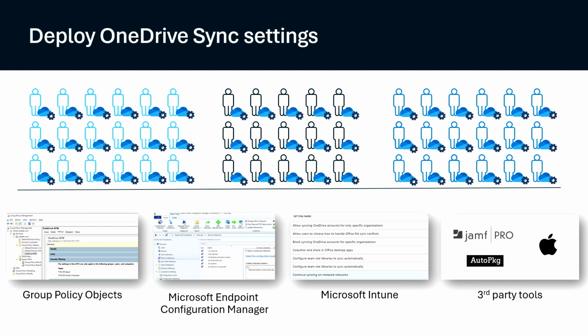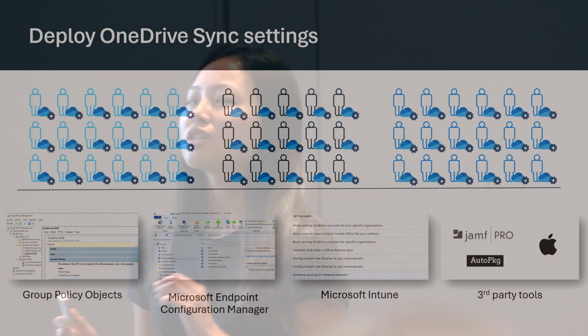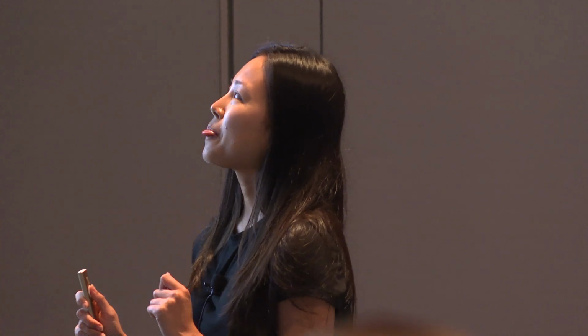After that, you are going to want to configure your OneDrive Sync settings. So you can use group policy objects, Microsoft Endpoint Configuration Manager, Intune, or third-party tools like Jamf for Mac, for example. And this is where you can really make the deployment sort of your own. You can customize it to what your users want and need, what your company needs. And while we give you all the switches and knobs and things to customize, we don't actually want you to flip all of them. And that's where I'm going to start talking about the best practices.